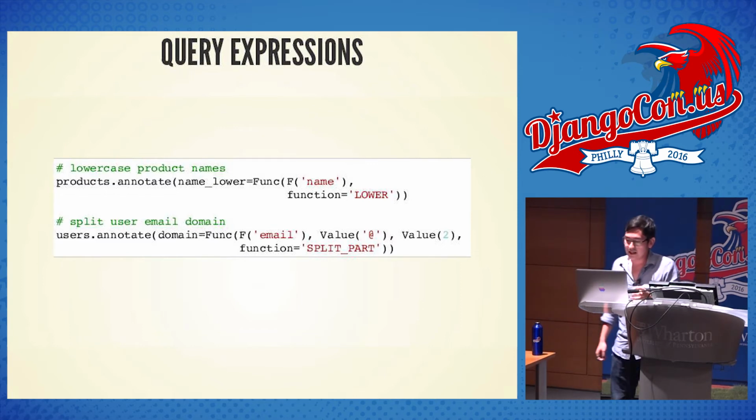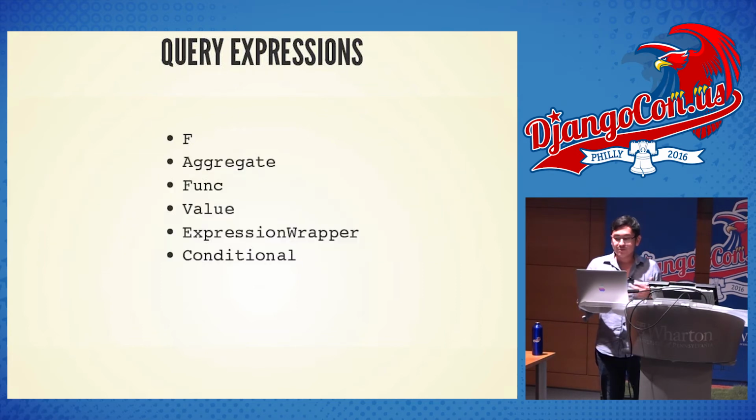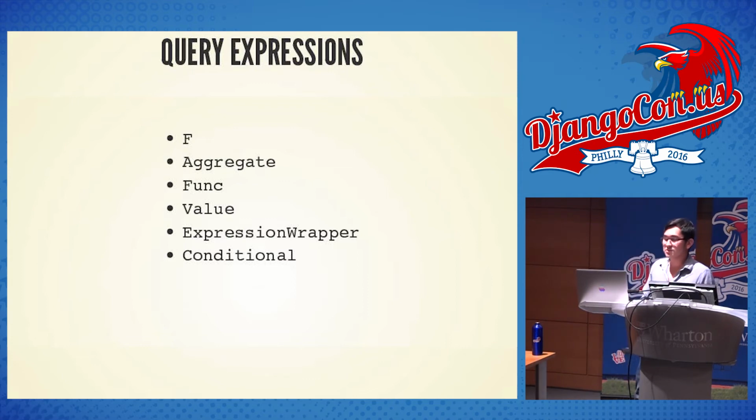The Value class that you're seeing there is simply a wrapper around raw Python values, right, to help the Func class make sense of everything that's coming in. So some more query expression subclasses: F, Aggregates, Func, and Value we just saw. Expression wrappers we'll touch on in a minute. And conditionals actually are a really powerful subclass that allow you to implement conditional logic inside of a query, right? So you can say, add this computation, add this extension if a certain case is true, otherwise add a second completely different computation.